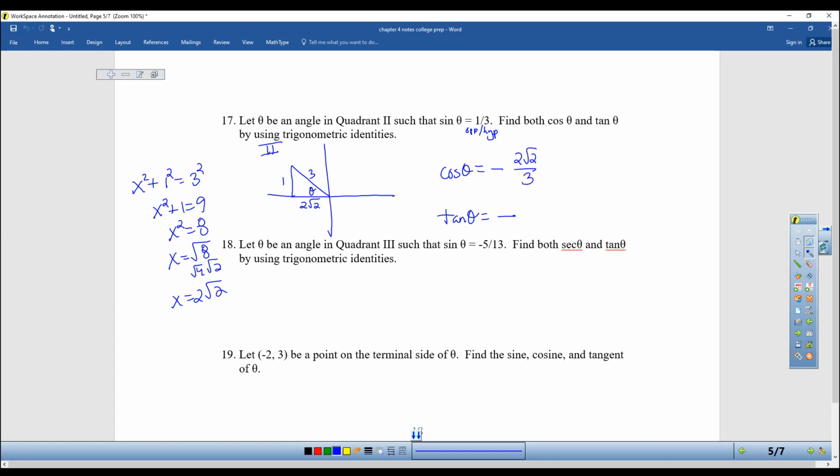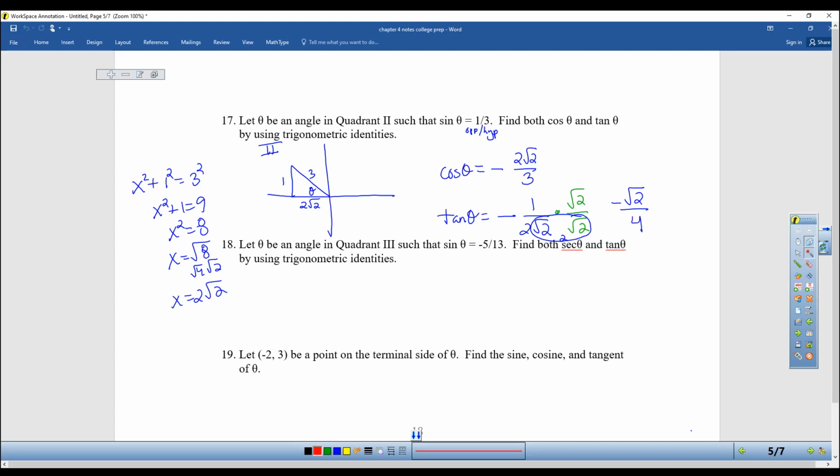Done, because the radical is on the top. Tangent is opposite over adjacent. Not done, because the square root's on the bottom. So I multiply by the square root of 2 over the square root of 2. And I get -√2 over, so these two, square root of 2 times the square root of 2 is 2. So now I get square root of 2 over 4.